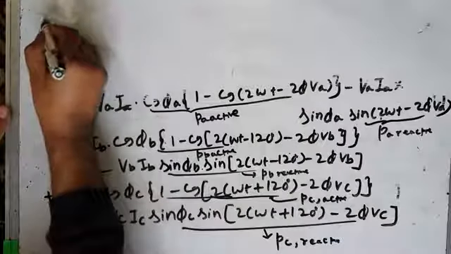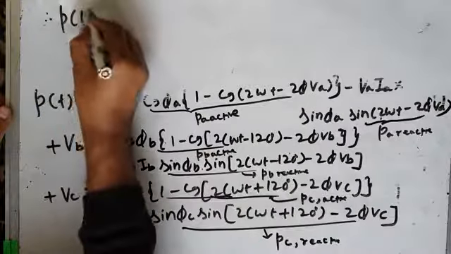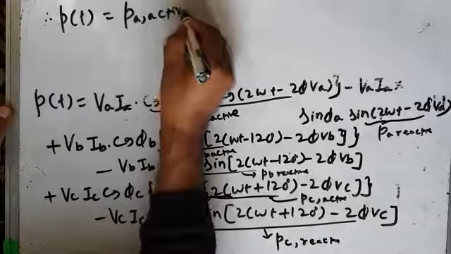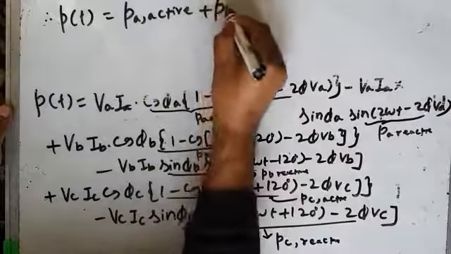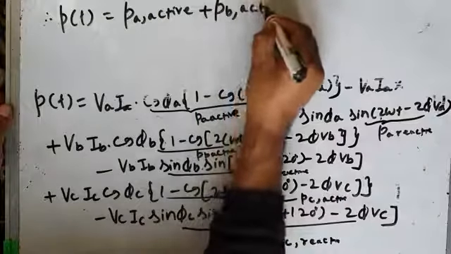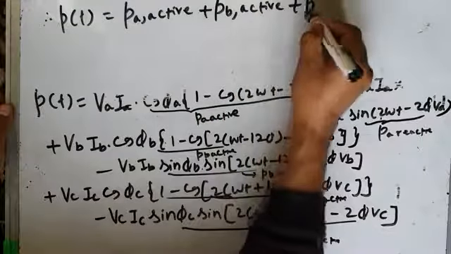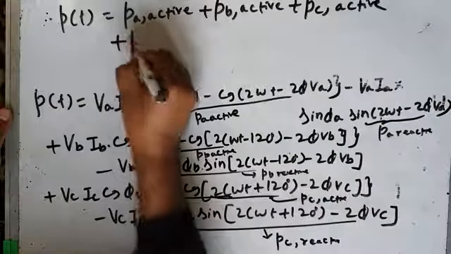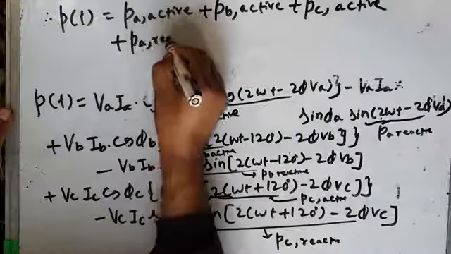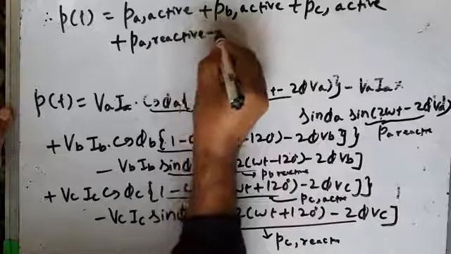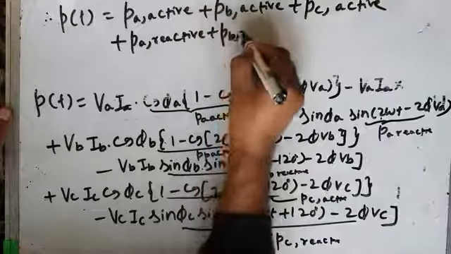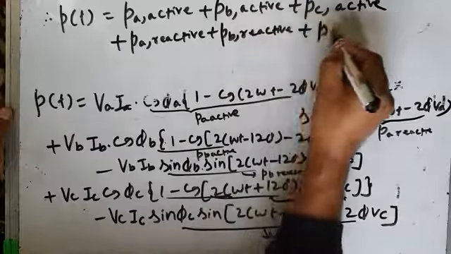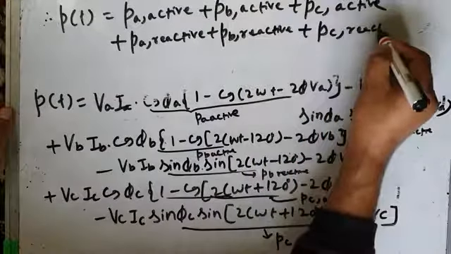So therefore, we can write PT is equal to PA active plus PB active plus PC active plus PA reactive plus PB reactive plus PC reactive. Very interesting.